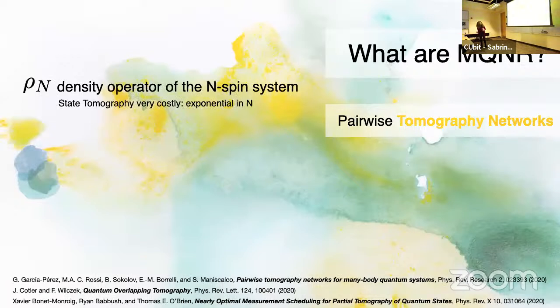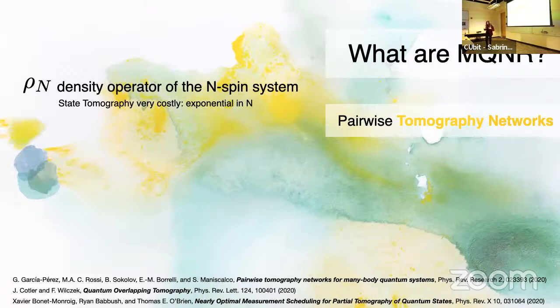Assume you have an n-spin system, but as a matter of fact, you can consider it as an n-body system. So it's quite general, but I will begin by focusing on two-level systems, so qubits or spins. And assume that I indicate with rho n the density operator, which describes the state of the n-body system.